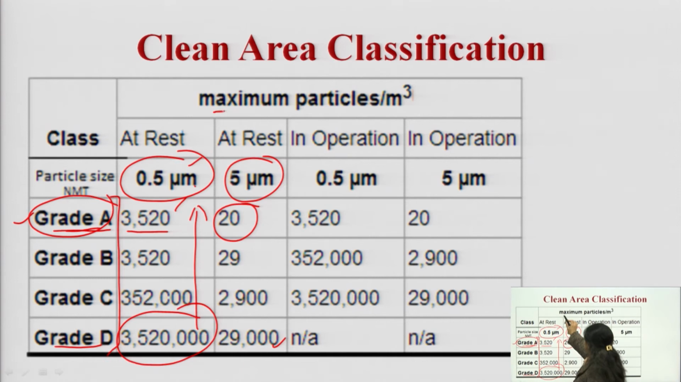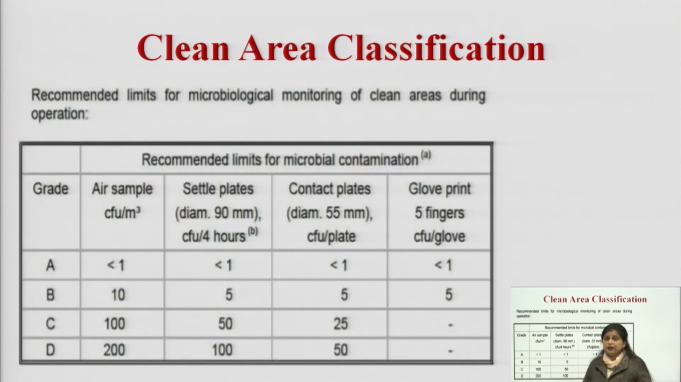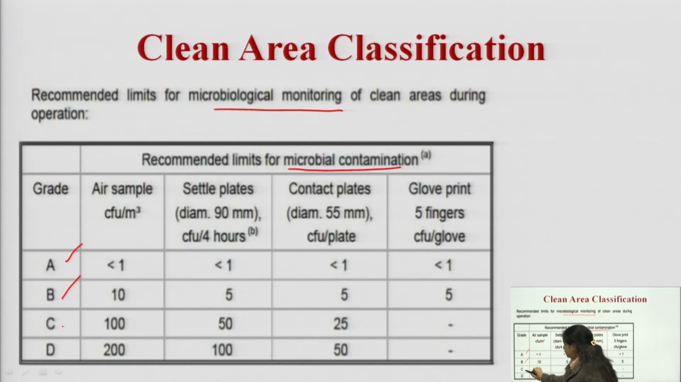This table is based mainly on particles, that is, the maximum dust particles allowed within that particular area. The next table is mainly based on microbial monitoring, that is, how many microbes are allowed within grade A, grade B, grade C and grade D. Grade A will have the minimum contamination. As you can see, there will be less than 1 CFU, that is colony forming unit, which means nil. There should be no microorganisms within the aseptic area, grade A.